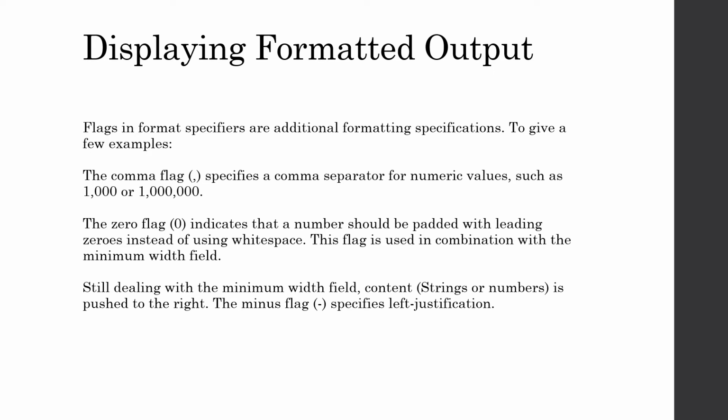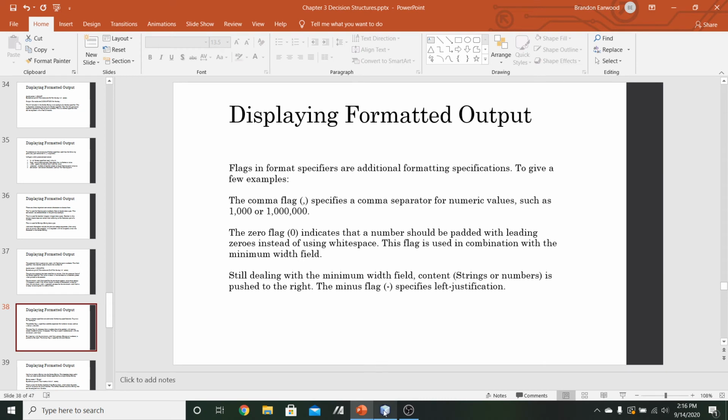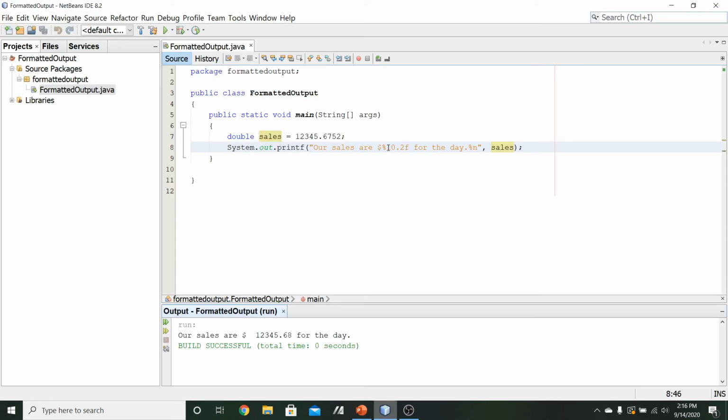So we can just do an extra little comma. This is going to specify a comma separator for numeric values. So we'd see something like 1,000 or 1,000,000. So for every 3 digits that we have, we'll add a comma and then move to the next 3. So we can actually add that to our example that we have right here. So we'll go ahead and put a comma right here at the very beginning. Go ahead and save that.